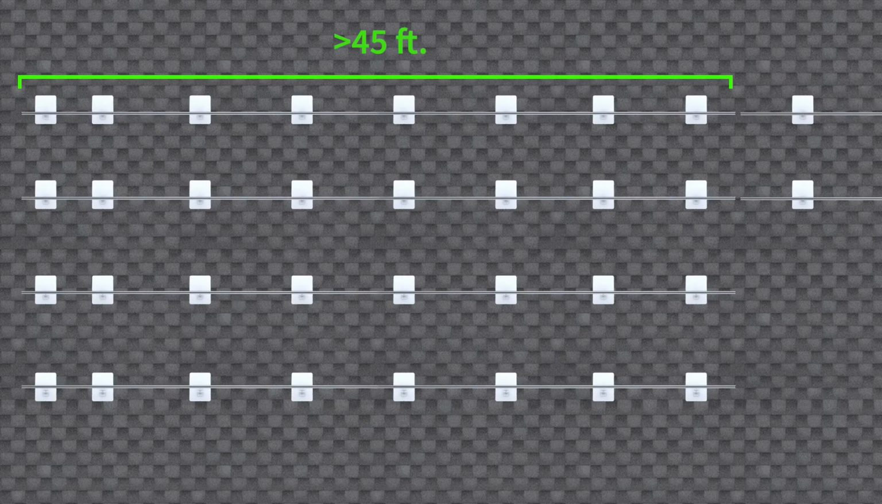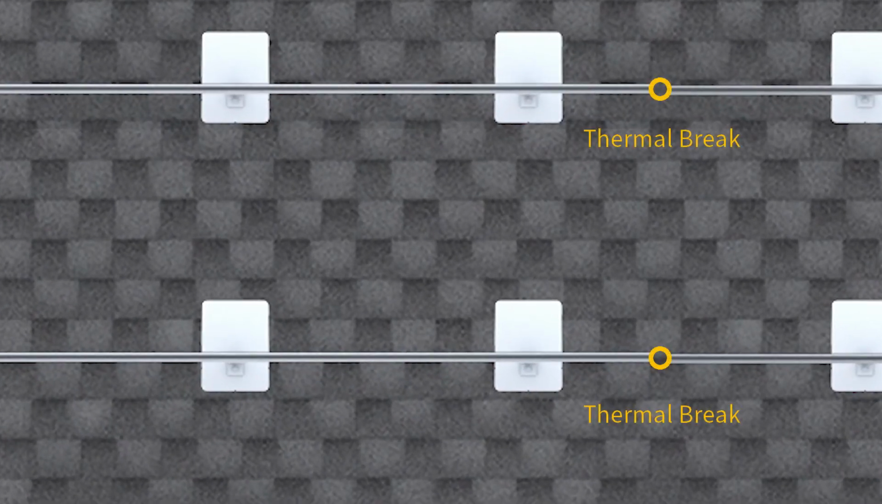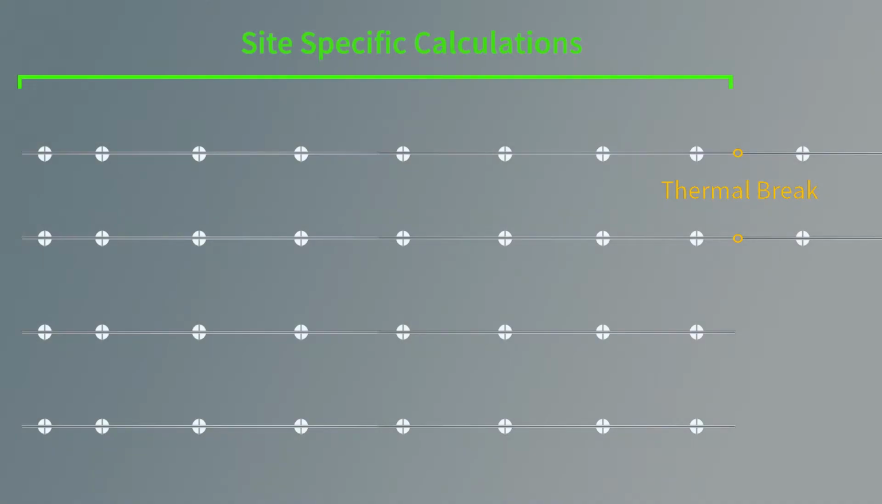To allow for thermal expansion and contraction, spliced rail lengths must not exceed 45 feet without a thermal break. Temperature variations in other structures, such as metal buildings, may result in increased or decreased thermal break calculations. If this is the case, site-specific calculations may be used in place of a 45-foot thermal break.